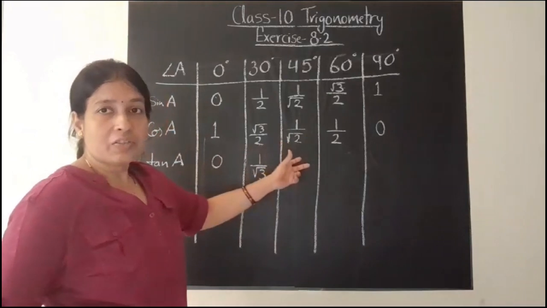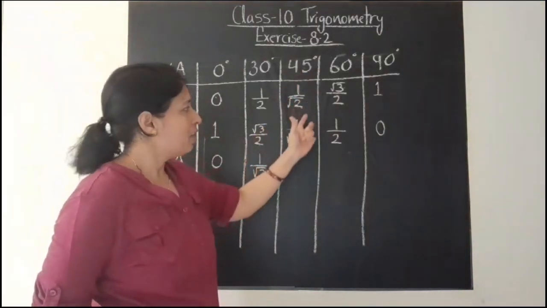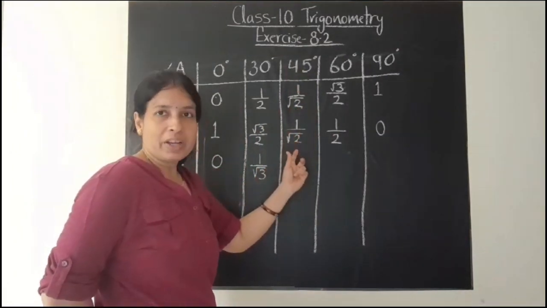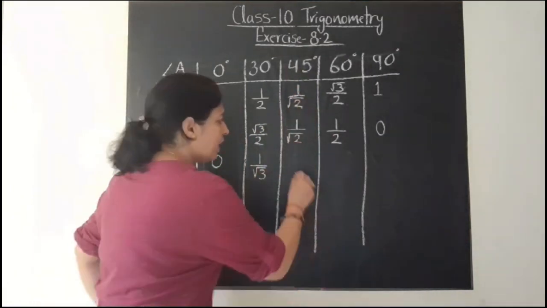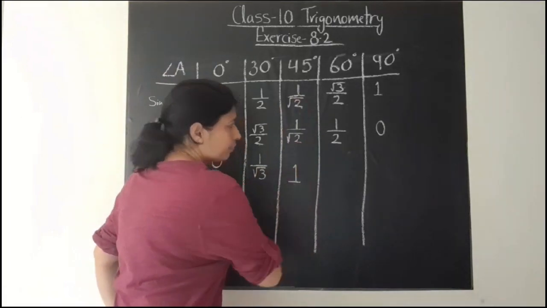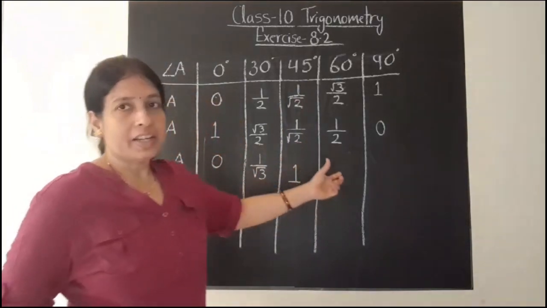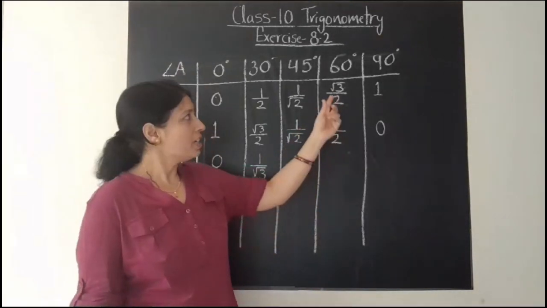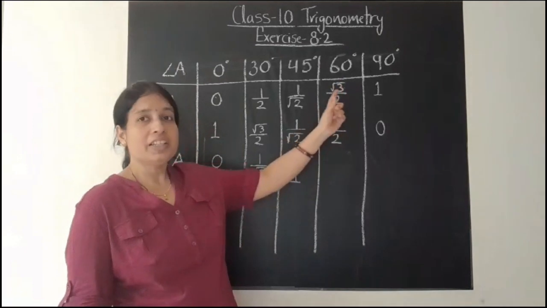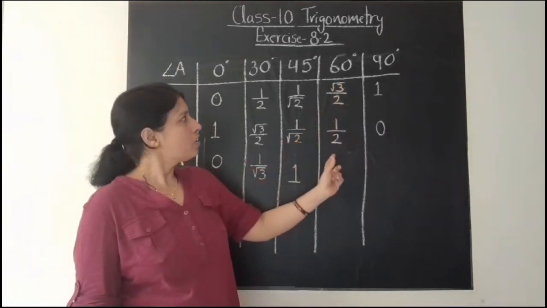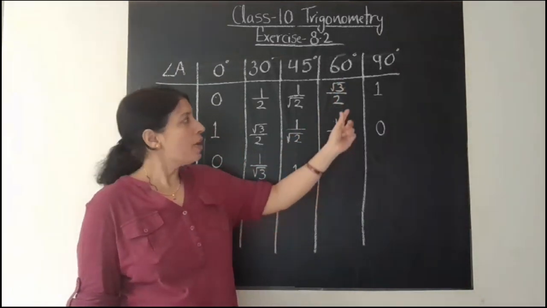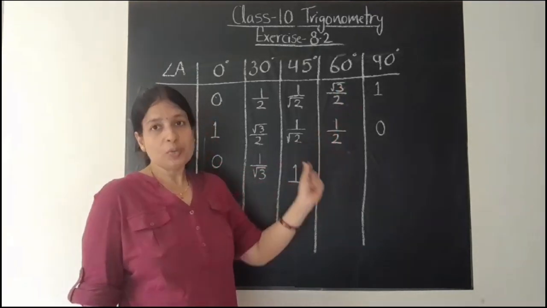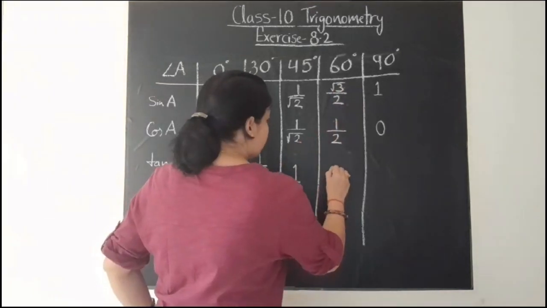Tan 45 degree is equal to sin 45 degree divided by cos 45 degree. Here it is 1 by root 2 and here it is also 1 by root 2. When you divide this, you will get 1. After that tan 60. Tan 60 is equal to sin 60 divided by cos 60. Sin 60 is root 3 by 2 and cos 60 is 1 by 2. So when you divide root 3 by 2 by 1 by 2, you will get root 3.